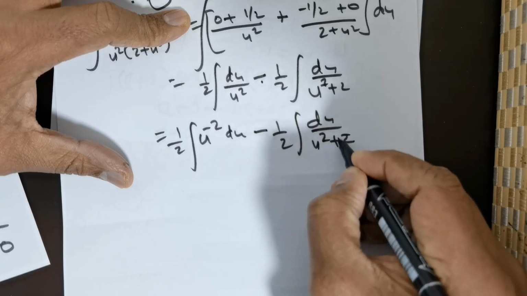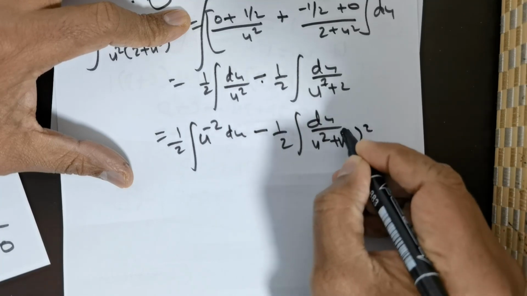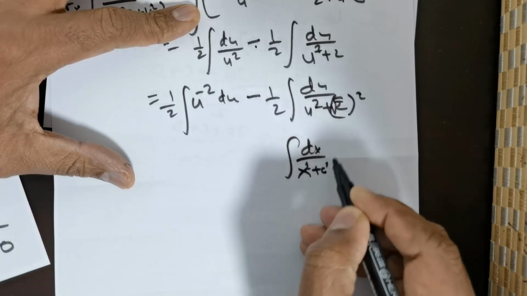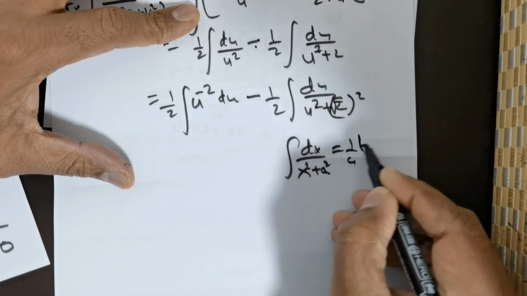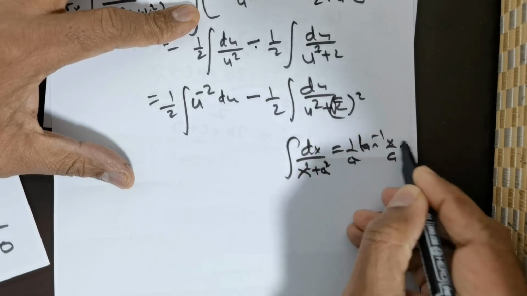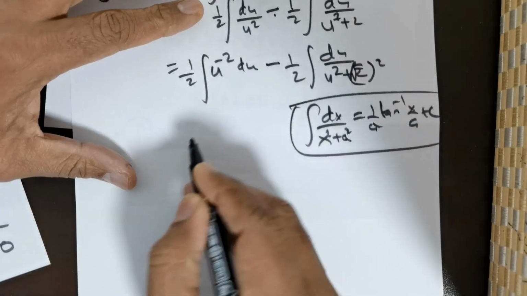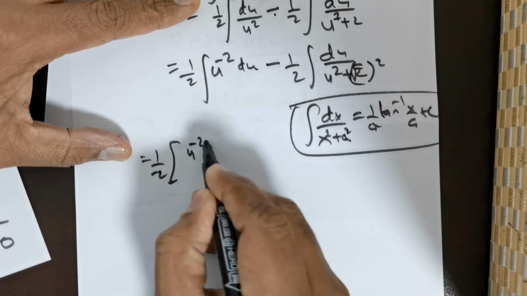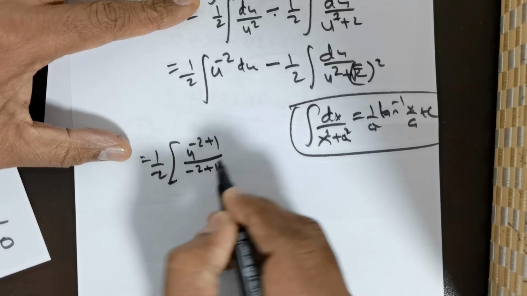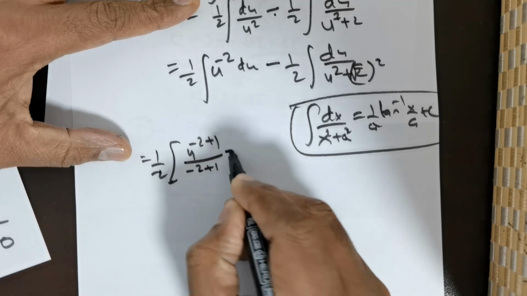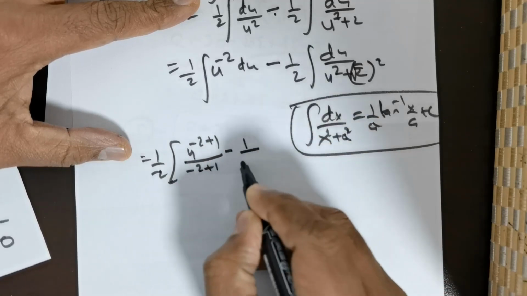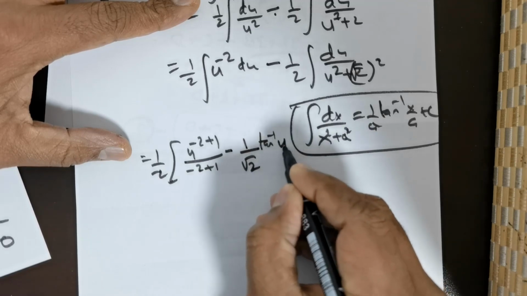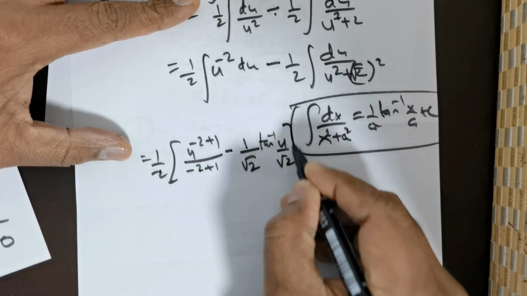Okay, now this is going to be root of 2 raised to the power of 2. I want to get that formula, integral dx over x squared plus a squared, which is equal to 1 over a tan inverse of x over a plus c. Okay, so I take 1 over 2 out. This is going to give me u raised to the power of negative 2 plus 1 divided by negative 2 plus 1, followed by a negative sign 1 over a, which is root of 2 tan inverse of u over root 2. This is what I've got.